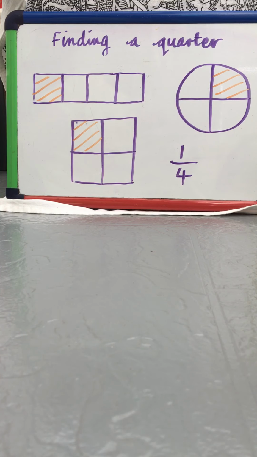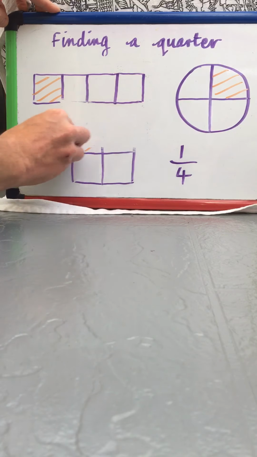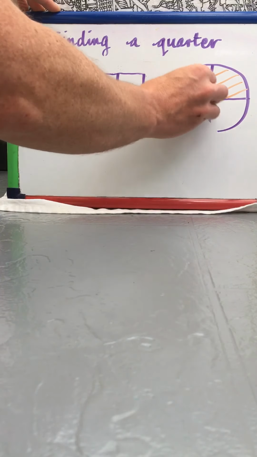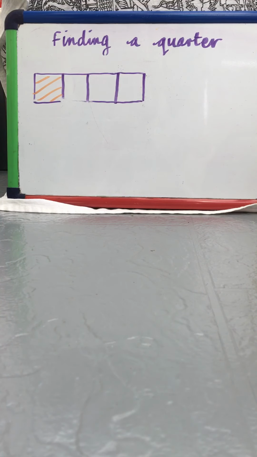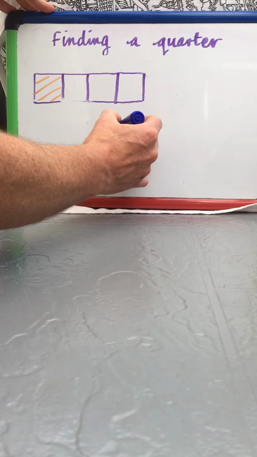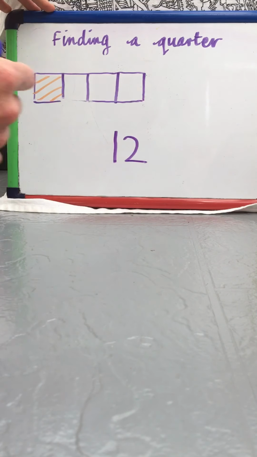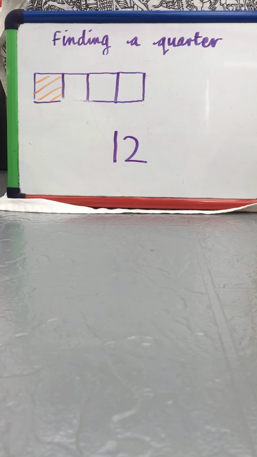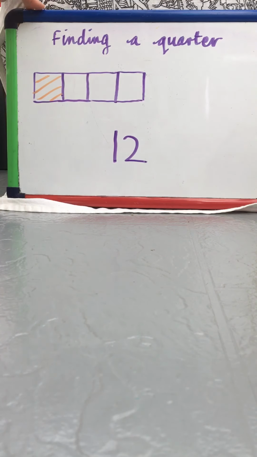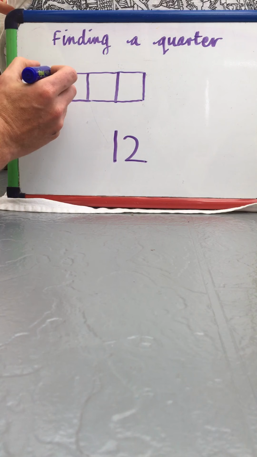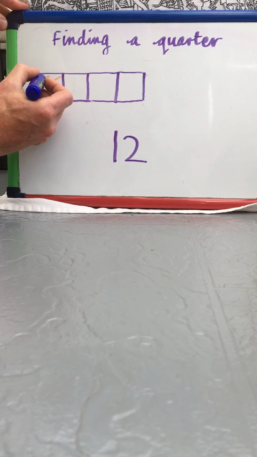Now let's have a look at finding a quarter of a number. Let's have a look at finding a quarter of number 12. We're going to share 12 sweets, 12 grapes if we want to be healthy.